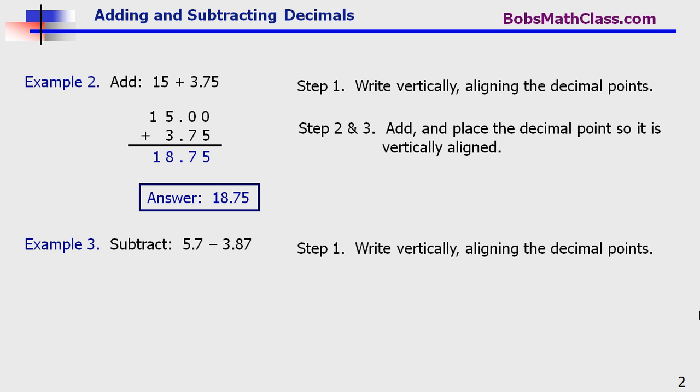Let's do the second one. This one's a subtraction problem. 5.7 minus 3.87. Again, line up the decimal points. If you want to work on it, pause the video and then come back to us when you're ready to see this worked out answer.